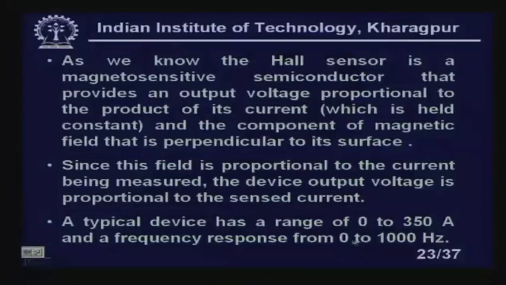Frequency response of 0 to 1000 hertz. What is this frequency response? That means, can I measure AC current here? Yes, why not? The output voltage you get will also be AC. But does the magnetic field remain constant, that is DC? No, that also will vary. Obviously, if the current is AC, then B will also vary, so the output voltage will also be AC.